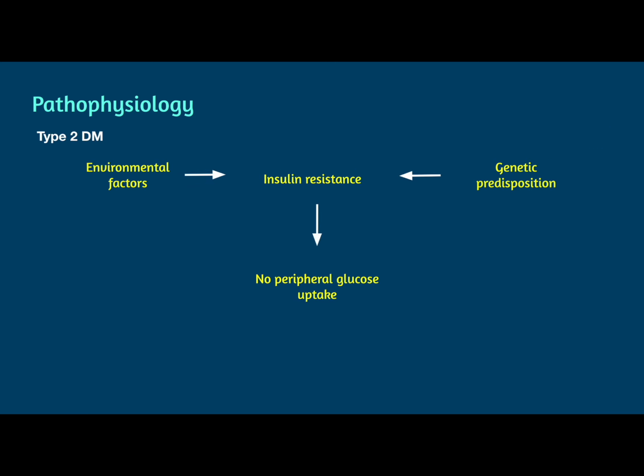Next would be the pathophysiology of type 2 diabetes. Here we have environmental factors as well as genetic predisposition of the patient, which renders the person to be insulin resistant. And when this happens, there also will be reduced peripheral glucose uptake, which then leads to hyperglycemic states.